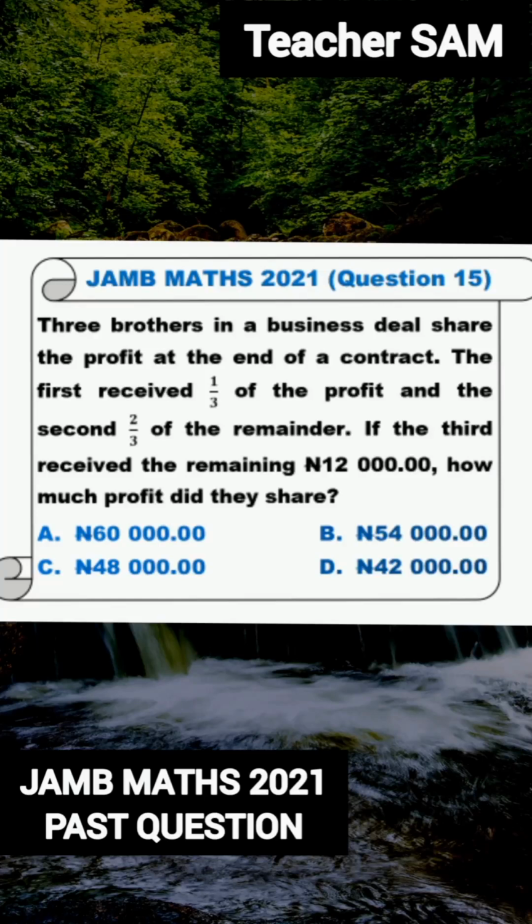Three brothers in a business deal share the profit at the end of a contract. The first received 1/3 of the profit and the second 2/3 of the remainder. If the third received the remaining 12,000 naira, how much profit did they share?